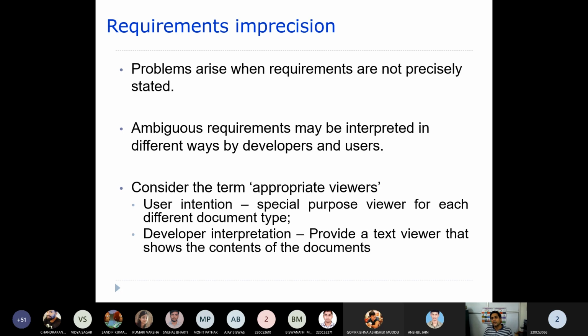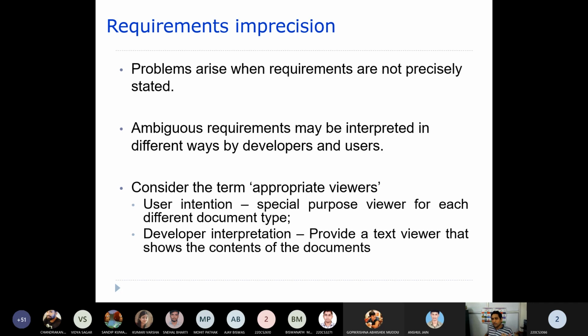If it is a PDF, it should automatically open in Acrobat Reader. If it is a TXT file, it should open using Notepad. If it is a doc file, it should open using Microsoft Word. This is what the user wants by appropriate viewers. But the developer's interpretation is: provide a text viewer that shows the content of the documents.